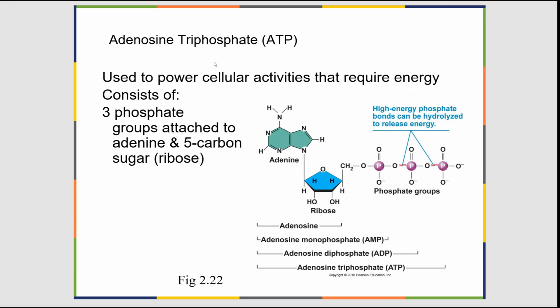Okay, now we're going to move on and talk about ATP. ATP, or adenosine triphosphate, is really, really important in the human body because it is the power of the cellular activities. It's the energy source of the cells. So ATP consists of 3 phosphate groups attached to an adenine and a ribose. Okay, so a sugar and an adenine.